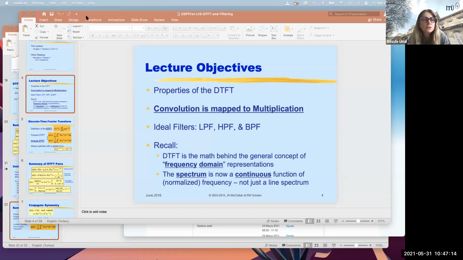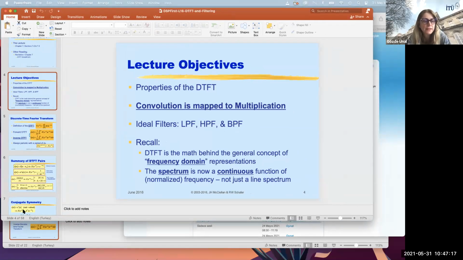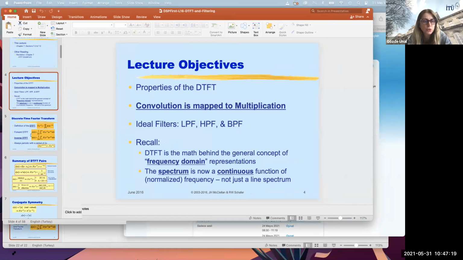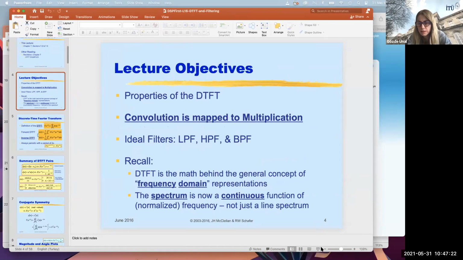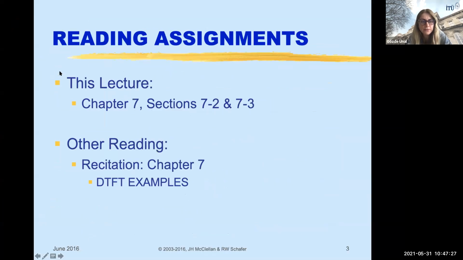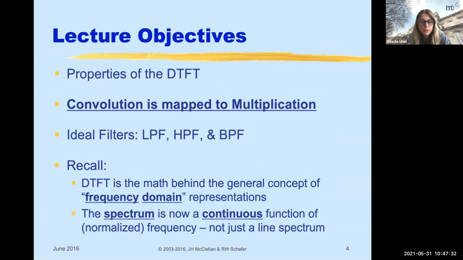All right, so let's now look at discrete time Fourier transform and filtering. Let's see what we have in our last set of slides on discrete time Fourier transform. These are from chapter 7, sections 7.2 to 7.3. Properties of discrete time Fourier transform are very similar to continuous time Fourier transform. We will take a look.